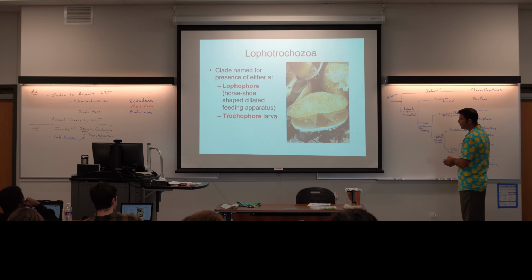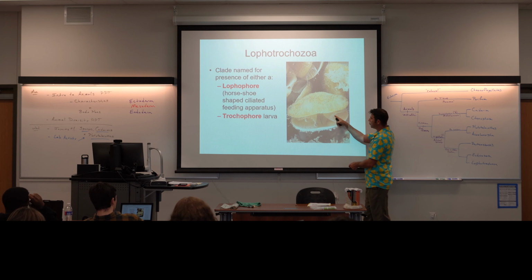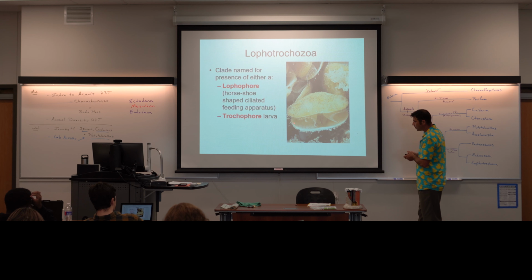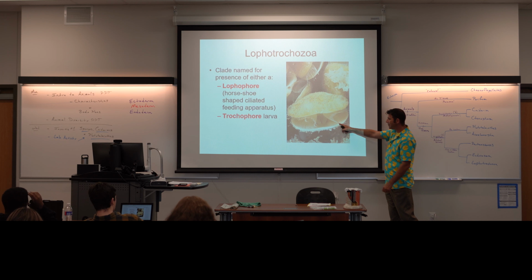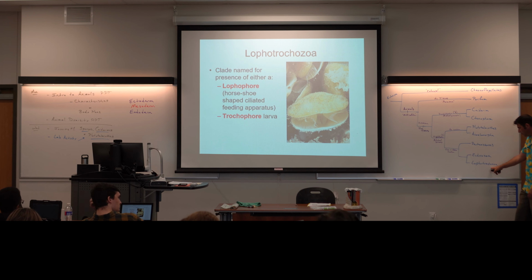Here is that lophophore. It's a horseshoe-shaped, ciliated feeding apparatus. So it's using the cilia there to catch food items that are suspended in the water column, and it's pulling those food items into its digestive tract, either side of this little horseshoe shape. So this horseshoe-shaped, ciliated feeding apparatus is called a lophophore. Any organisms that have it in their adult stage or even in their larval stage are considered a Lophotrochozoan.